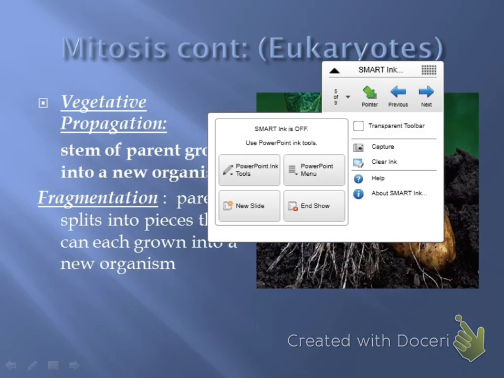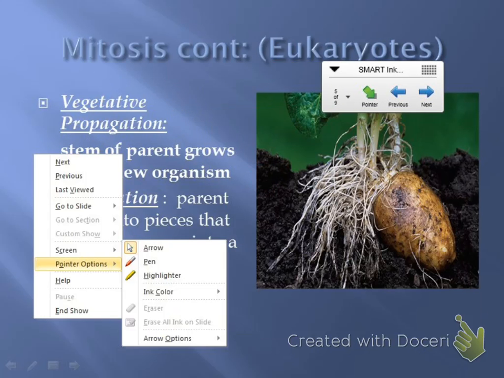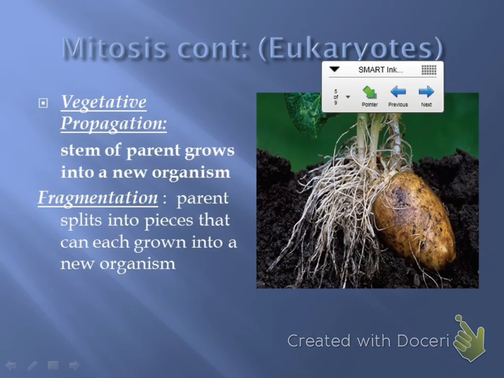Let me show you a little bit more about fragmentation. One organism that goes through fragmentation is a type of flatworm called a planarian. Looks a little bit like this. Well, what happens is that if you cut a planarian into pieces like this, the head would form a middle and a tail. The middle would actually form a head and a tail, and the tail would form a middle and a head.